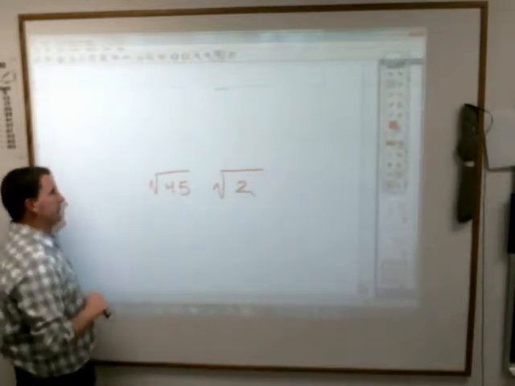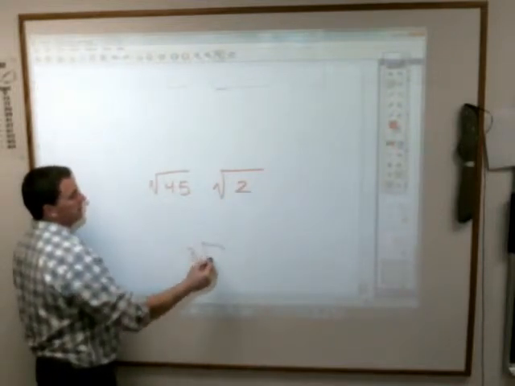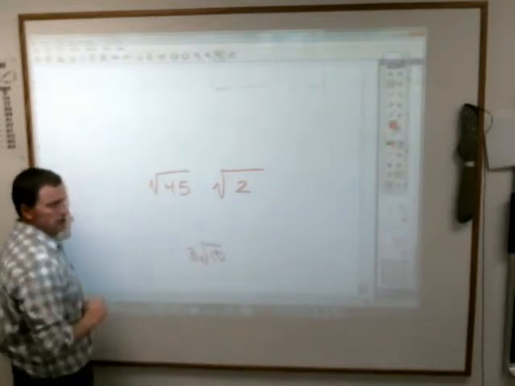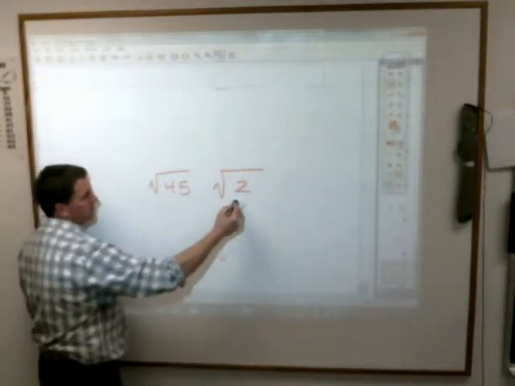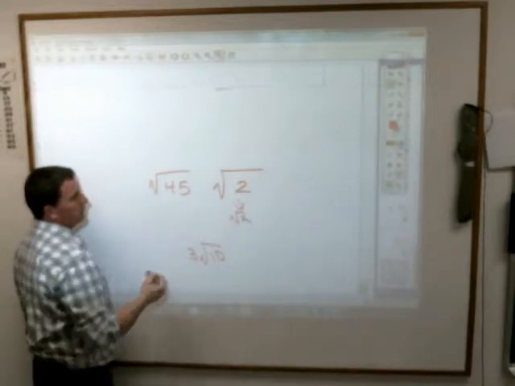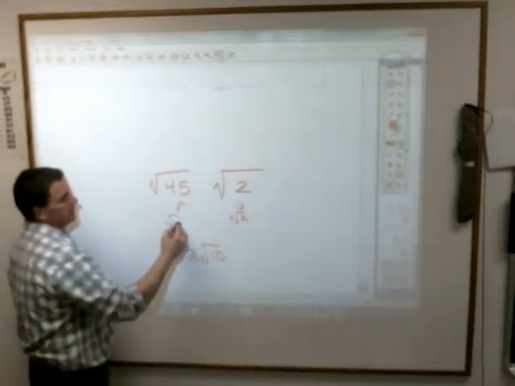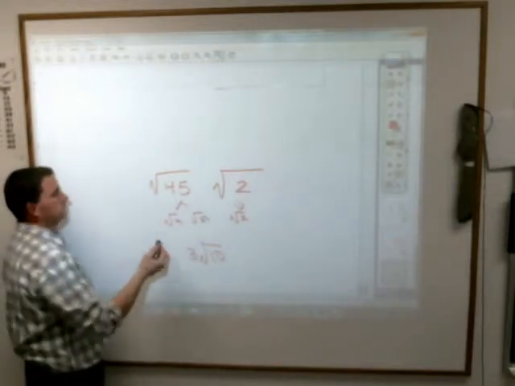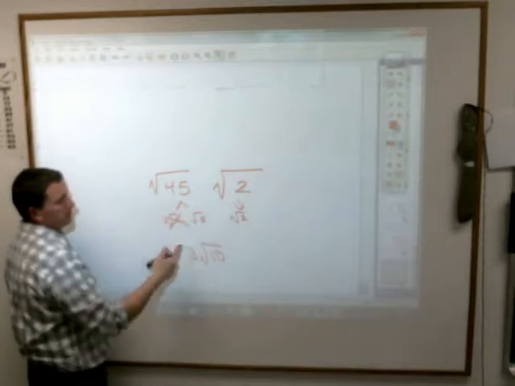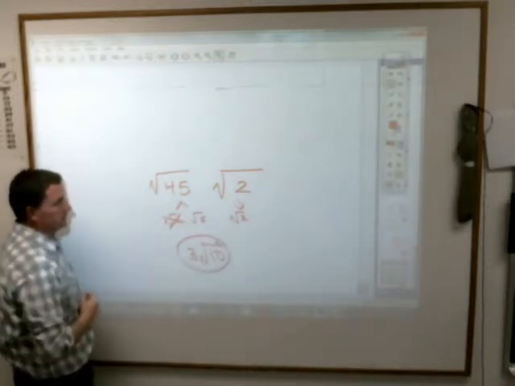Ava, what did we come up with? 3 times the square root of 10. How'd you figure that out, Ava? Well, 2 was already broken down all the way, so you kept it. And 45 broke into 9 and 5, the square root of 9 and the square root of 5. Then where'd you go from there? I turned the square root of 9 into 3, and then I multiplied the square root of 5 times 2 back, because that doesn't square. So 3 times the square root of 10.